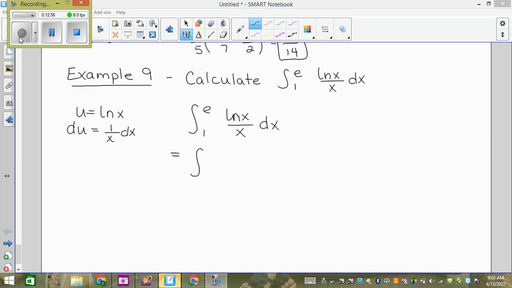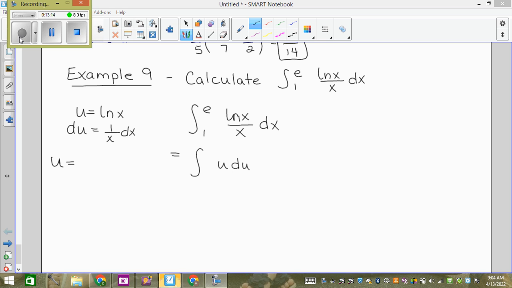Calm yourselves. Okay. So ln x is u, and 1 over x dx becomes du. So we just have u du. Easiest one ever. Thank you, substitution rule.